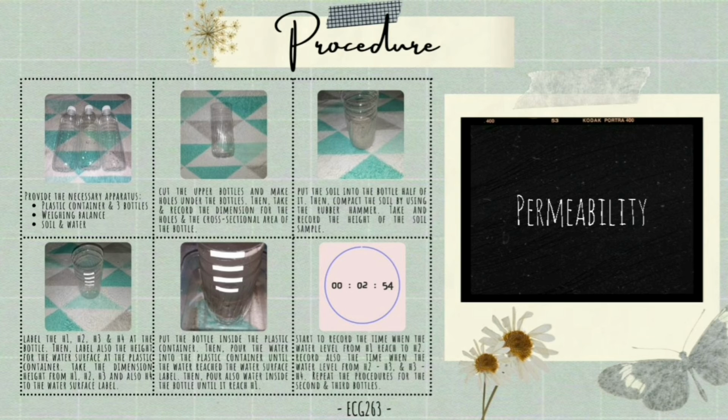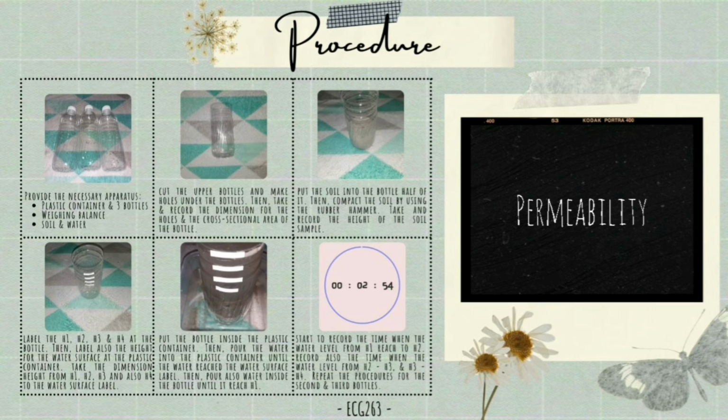After that, label H1, H2, H3 and H4 at the bottom. Then also label the height of the water surface on the plastic container. Take the height dimensions from H1, H2, H3 and H4 to the water surface level. After that, put the bottle inside the plastic container. Then pour water into the plastic container until the water reaches the water surface level.